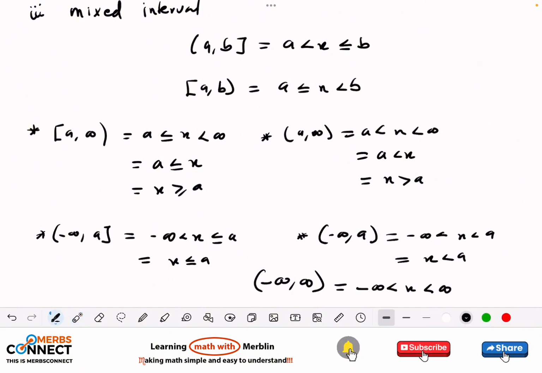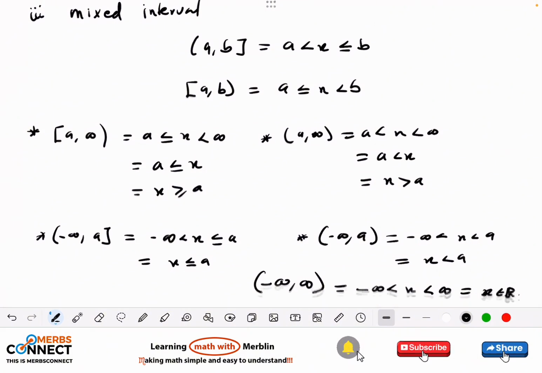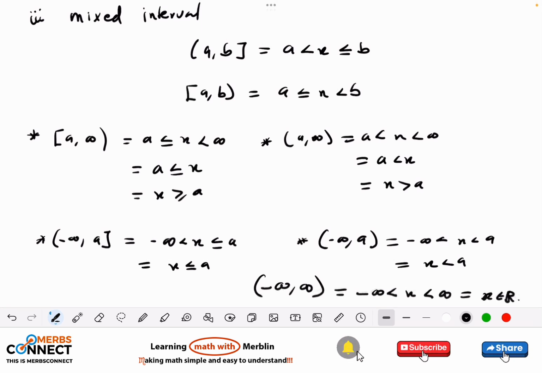And don't forget, this one too can be written as all real values, all real numbers, like that. Yeah, and let me write x belongs to all real numbers. So we can write something like this. So these are the open intervals.